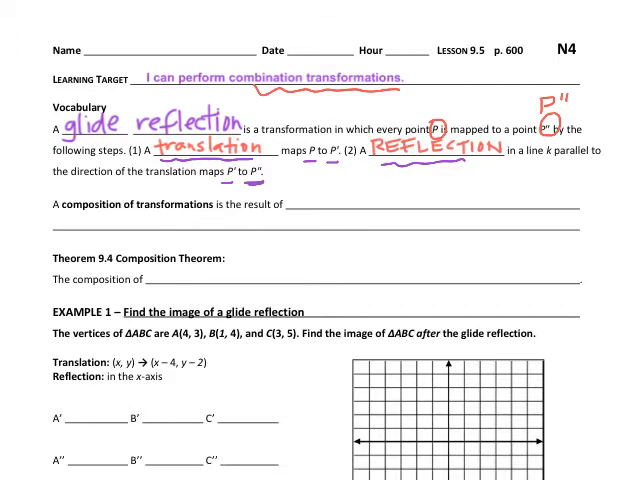Okay, so we're going to start at P. We're going to make one transformation, which is the glide, and then the second transformation is going to be the reflection, so eventually we get P double prime.